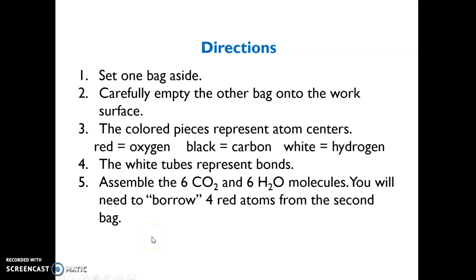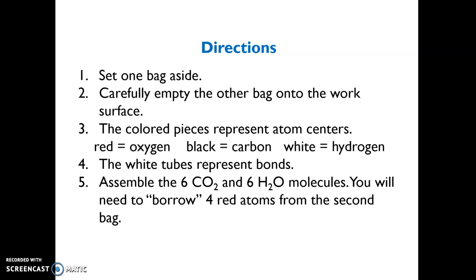So you have 2 bags, and I'd like you to set one aside, and then carefully empty the other bag onto the work surface, making sure that the pieces don't go bouncing off of your work surface, and retrieve them if they do. And the atoms that we are going to need are oxygen, carbon, and hydrogen. You can tell on your key that's written on the yellow paper here. The red pieces represent oxygen atoms. So you'll see a little red piece.